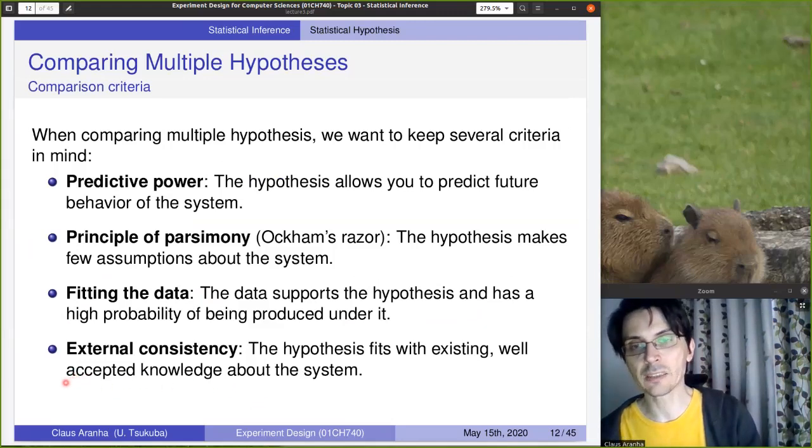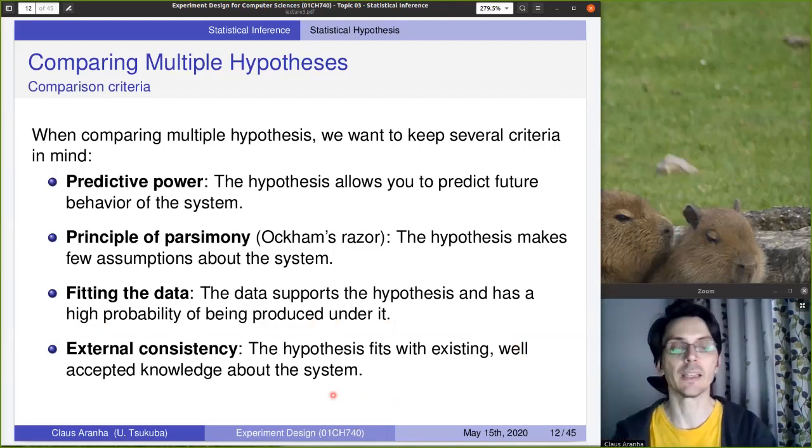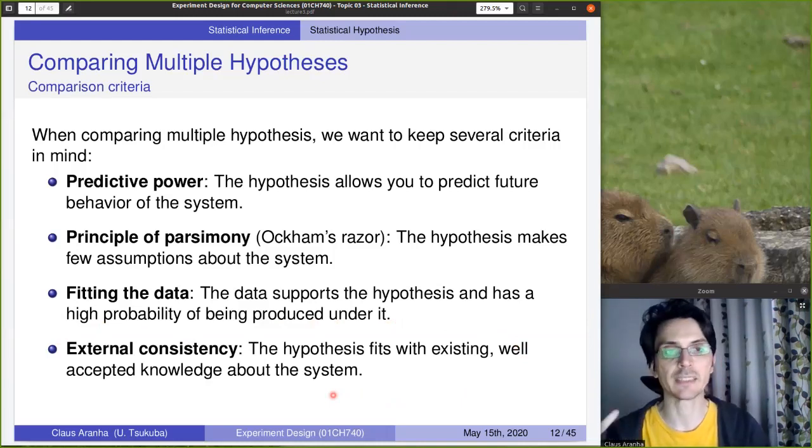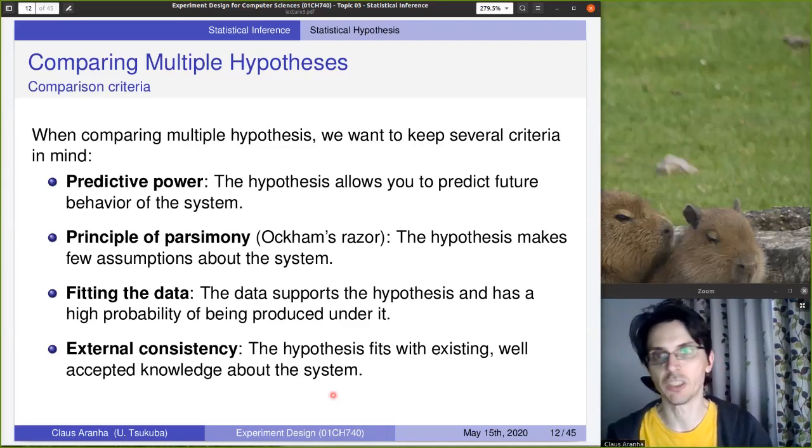Okay, finally, external consistency. This means the hypothesis fits with existing well-accepted knowledge about the system. You don't want to make a hypothesis that does not match at all with reality. So maybe in your production, you can raise a hypothesis that your production of chocolate follows prime numbers. But there's no reason at all to believe that a system would produce packages that follow prime numbers. What kind of system is that? So that's external consistency. You want your hypothesis to fit what you believe about the world in general.